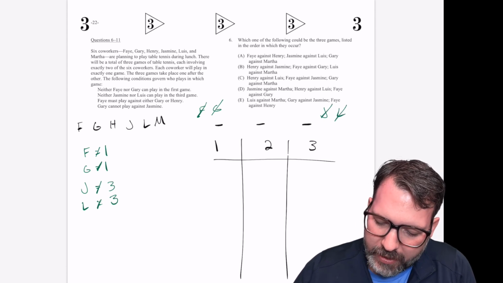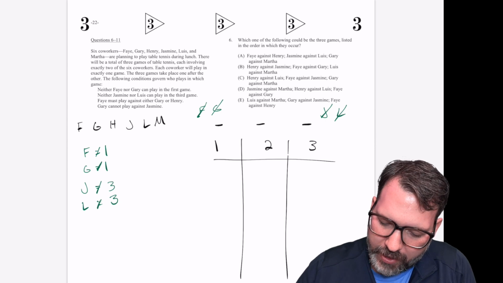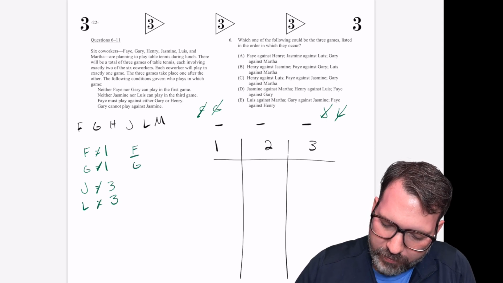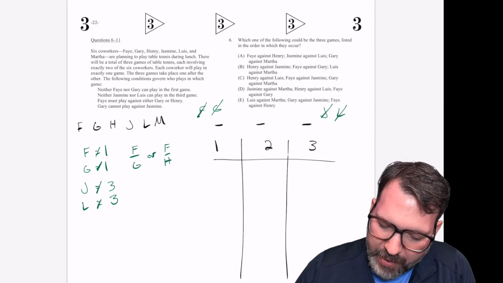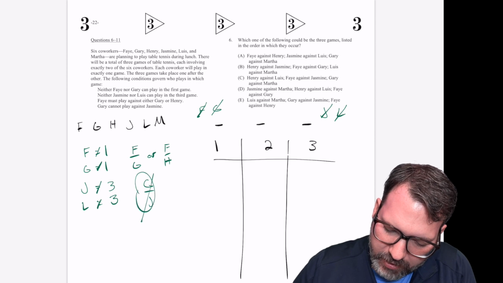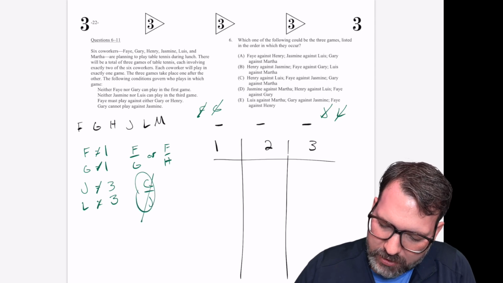F must play against either Gary or Henry. So either it's F over G or F over H. So we just want to remember that. Gary cannot play against Jasmine. So a classic, these 2 can't go against each other. G does not play J.